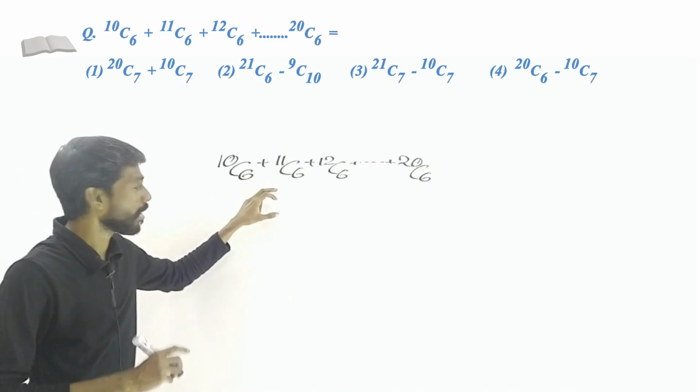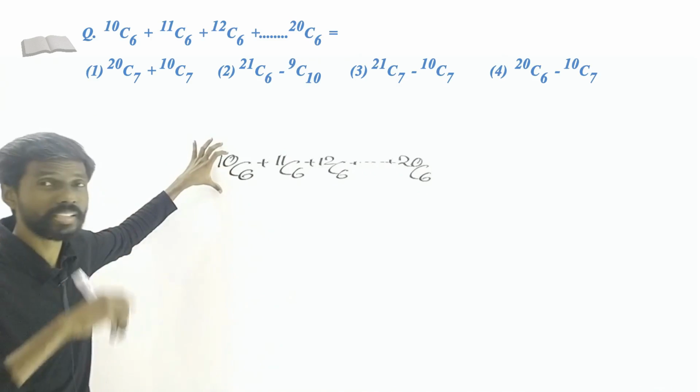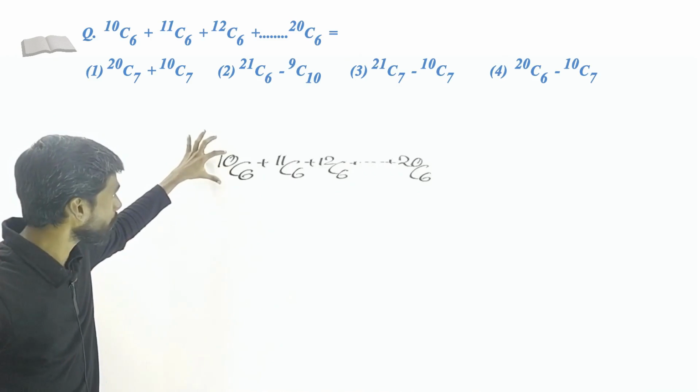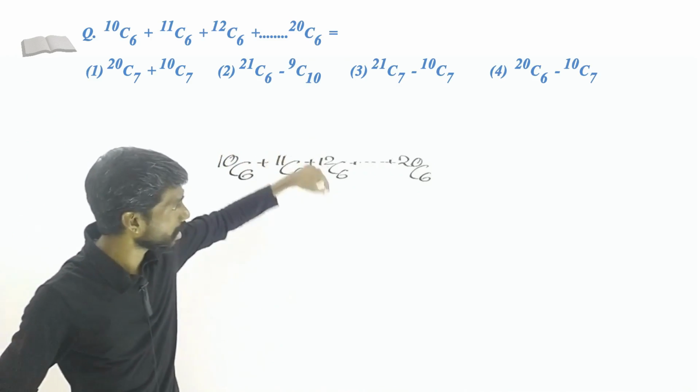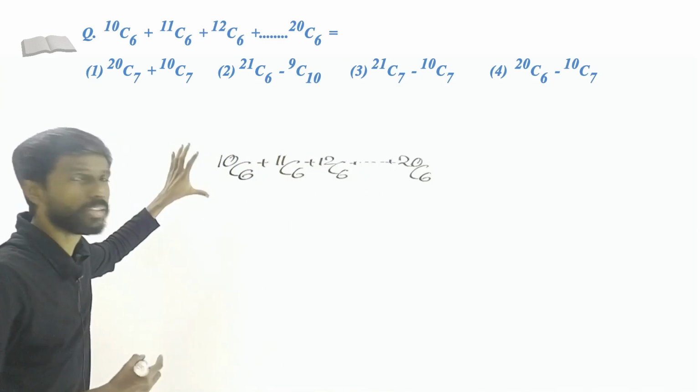We can make it like the last question if you use the formula nCr equals nC(n minus r). So this will become 10C4, 11C5, 12C6, etc. But we will try to do it as it is.